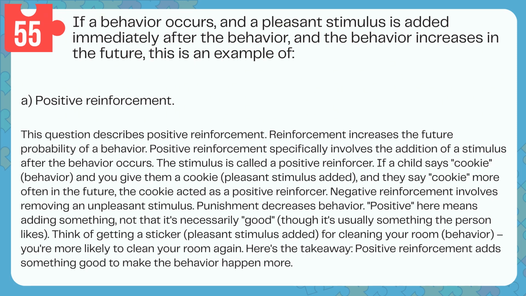Negative reinforcement involves removing an unpleasant stimulus. Punishment decreases behavior. Positive here means adding something, not that it's necessarily good, though it's usually something the person likes. Think of getting a sticker. Pleasant stimulus added, for cleaning your room, behavior. You're more likely to clean your room again. Here's the takeaway. Positive reinforcement adds something good to make the behavior happen more.